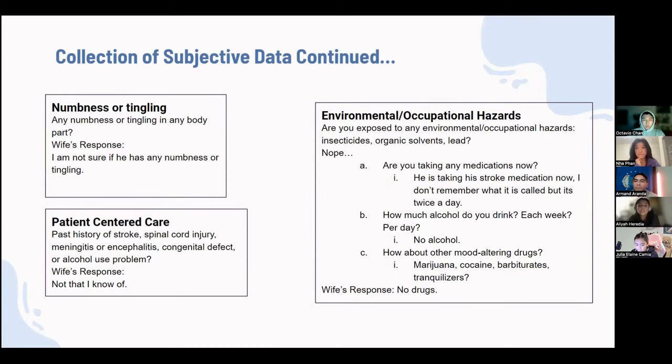And we would also go on to environmental/occupational hazards. So we would ask, are you exposed to any environmental/occupational hazards, including insecticides, organic solvents, lead? His wife responded, no. Then we would ask, are you taking any medication now? And his wife would respond, he's taking his stroke medication now. I don't remember what it's called, but it's twice a day. We would further ask, how much alcohol do you drink, per week, per day? His wife responded, no alcohol. And we'd ask about any mood altering drugs. And his wife responded that he does not take any drugs.